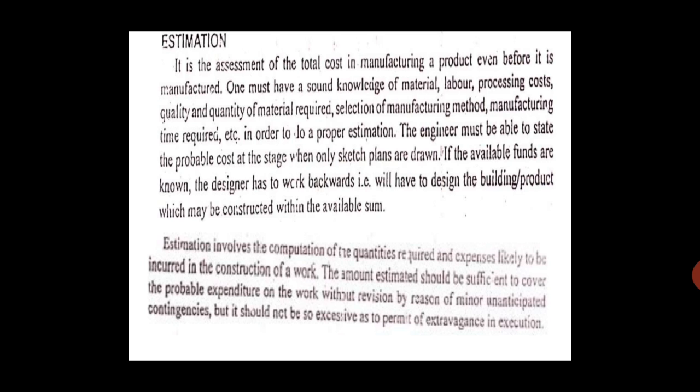Same thing applies. Suppose you take the connecting rod or crankshaft. So what is the raw material required, then what is the forging you are doing, then what are the machining operations, what are the inspections, is any heat treatment required. So all these processes you are going to assess, then that is known as estimation. Estimation is the assessment of the total cost in manufacturing a product even before it is manufactured.